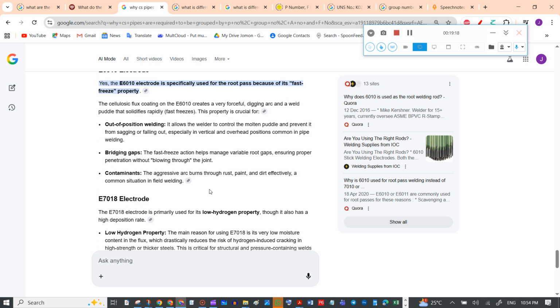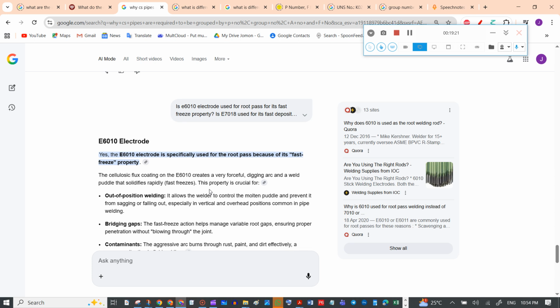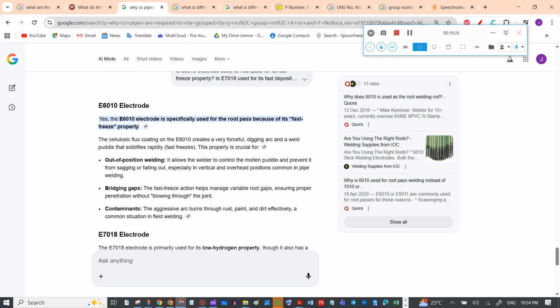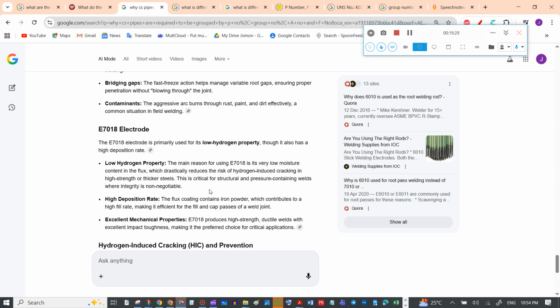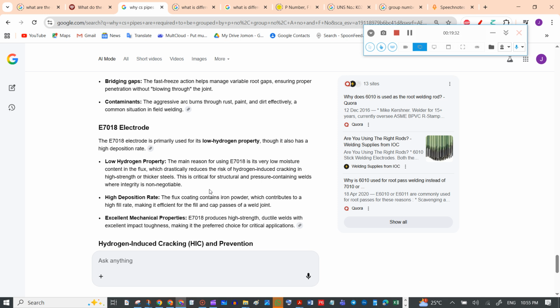So it is because of the deep penetration and fast freezing property of the E6010 that it is useful in the root pass. But then why are we changing after the root pass to 7018? First thing is that we are using base material API 5L X52. Its minimum specified tensile strength is 66,700 psi.